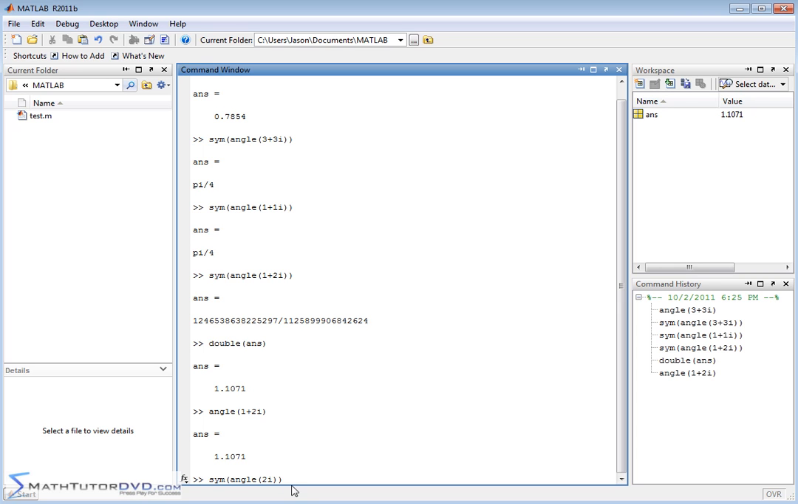What if you did the symbolic angle, the exact answer, so to speak, of the complex number 2i? Well, this lies completely on the imaginary axis, so the angle should be 90 degrees, which is pi over 2, and so it gives you pi over 2 as an answer.